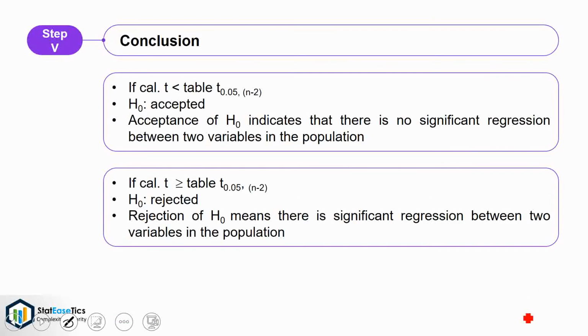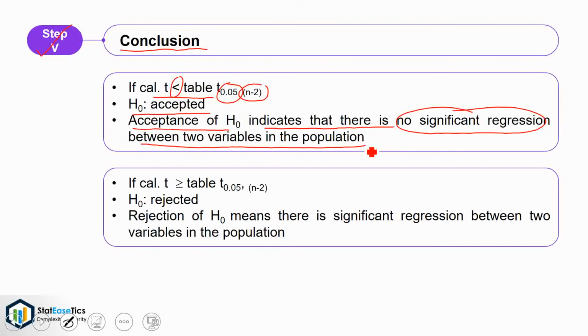The final step, that is step 5, is conclusion. If calculated t is less than table t at 5% level of significance and n minus 2 degrees of freedom, then h0 is accepted. Acceptance of h0 indicates that there is no significant regression between two variables in the population. Whereas if calculated t is greater than or equal to table t at 5% level of significance and n minus 2 degrees of freedom, then h0 is rejected. Rejection of h0 means there is significant regression between two variables in the population.